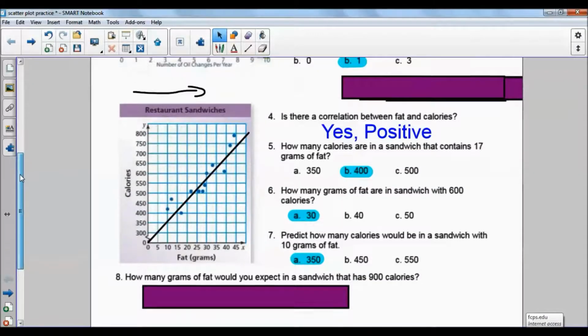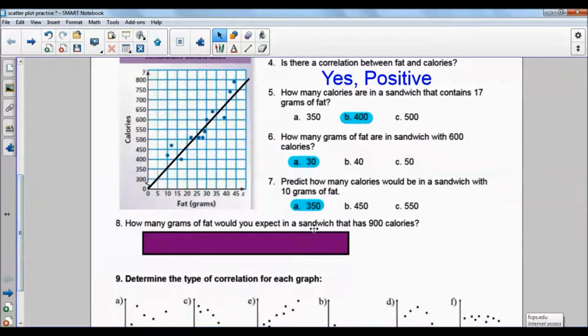How many grams of fat would you expect in a sandwich that has 900 calories? Again, the word expect is our key word here. They want us to predict based on our line of best fit. So predict and expect are our two keywords. Well, 900 calories is going to be off our graph. We only go up to 800, and then the next one, since we're going up by 50s, would be 850. So 900 would be somewhere up here. But we can see that this trend is going to keep going up, up, up.